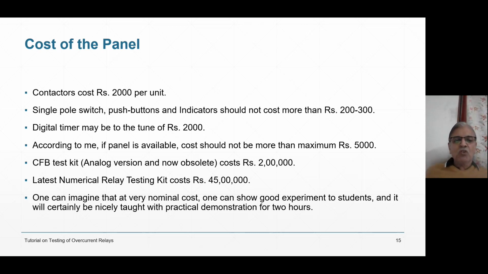5000 is such a small cost that any institute can bear this cost. If the institute cannot bear, you can ask the students to do the project work. If there are 3 students, then 5000 rupees between 3 students means about 1500, 1600, 1700 rupees per student. They will pay. They will, because they are getting knowledge, no?